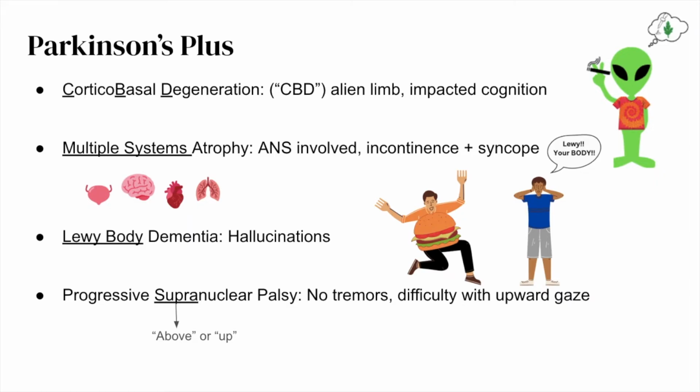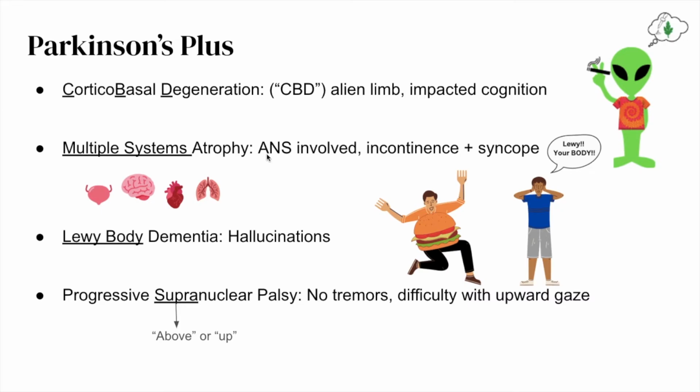To remember various Parkinson's Plus disorders, I have included several images that help me remember what each of them are. So the first one, cortical basal degeneration, which is again a Parkinson's Plus disorder, I think of CBD. A characteristic of this disease is alien limbs, so the person doesn't recognize their own limb, and there's also impacted cognition. To remember this, I think about an alien engaging in consumption of CBD oils, and the alien might also have some impacted cognition.